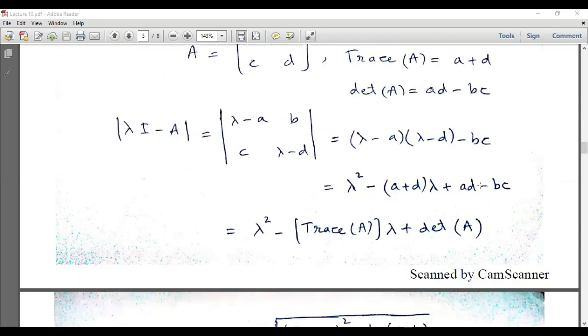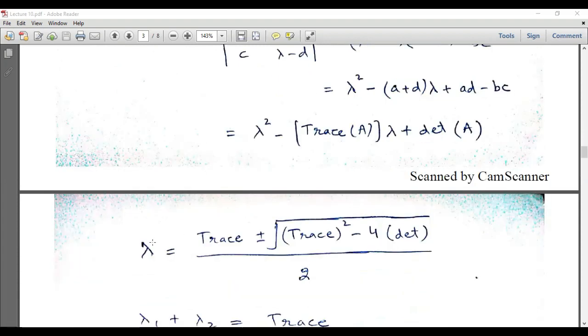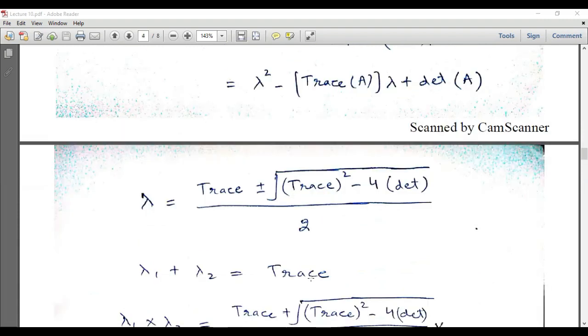And this quadratic equation can be written as lambda square minus (A plus D), which is the trace, multiplied by lambda, plus this term, which is the determinant of A, equal to 0. Now the roots of this quadratic equation are equal to minus B plus minus the square root of B square minus 4AC, divided by 2A. So this is trace plus minus the square root of trace square minus 4 times determinant, divided by 2. So these are the two eigenvalues.